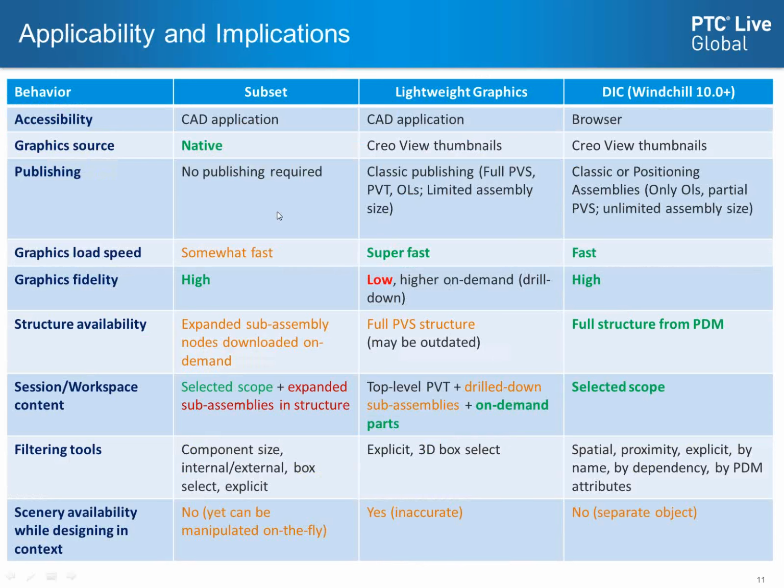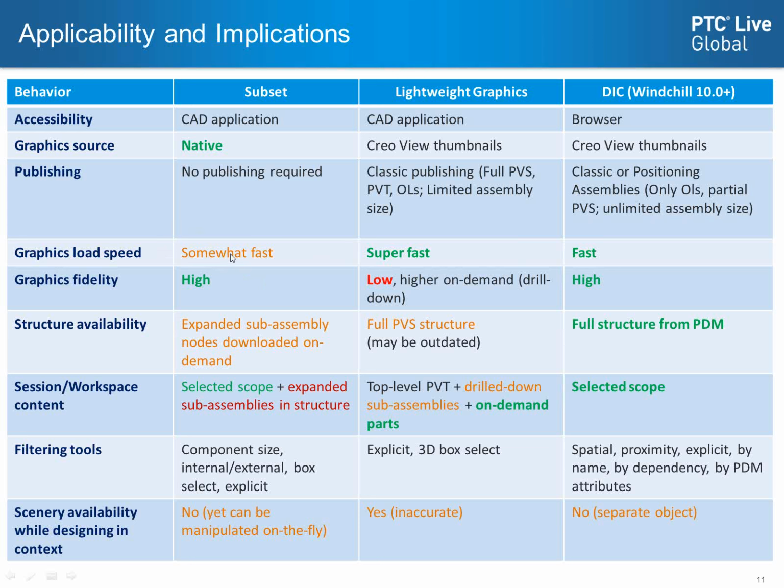As far as speed, all of them are relatively fast, much faster than retrieving the entire assembly in Creo or even in graphic web. The fastest one is lighted graphics. The open subset is also very fast, but it's not the fastest one of these three. But it's still much faster. And again, if you don't have any other option, this would be your fastest way to go instead of opening full graphic web.